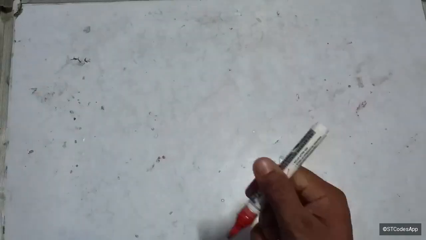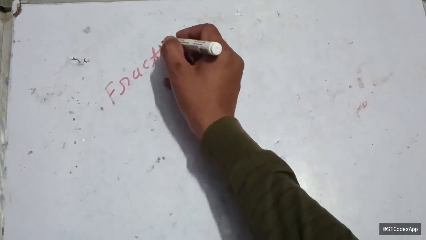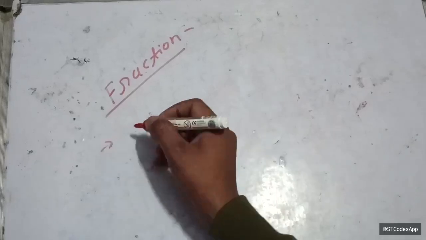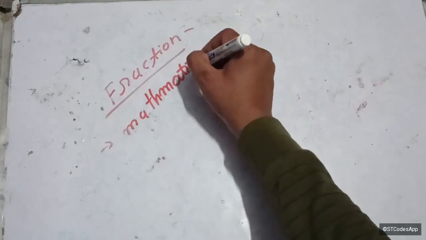Today we learn what is a fraction. Firstly, I am going to help you understand what a fraction is. A fraction is a mathematical expression that shows one or two parts of a total thing.